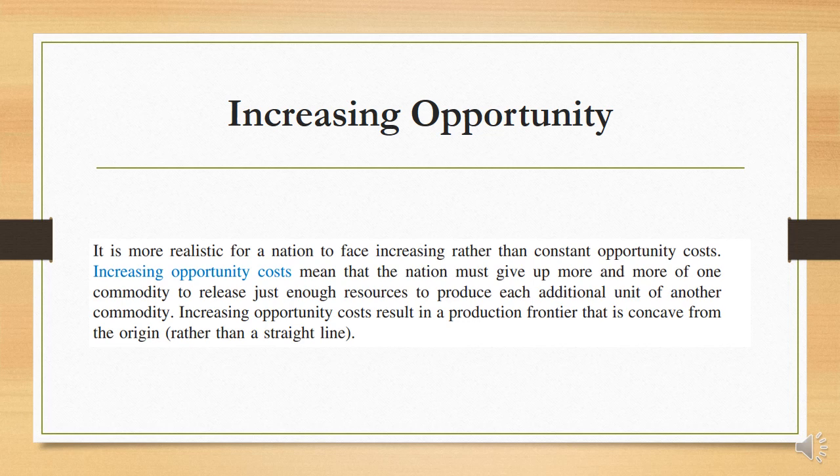It is more realistic for a nation to face increasing rather than constant opportunity cost. Increasing opportunity cost means that the nation must give up, must forego, more and more of one commodity to release just enough resources to produce each additional unit of another commodity. Increasing opportunity cost results in a production frontier that is concave from the origin rather than a straight line.